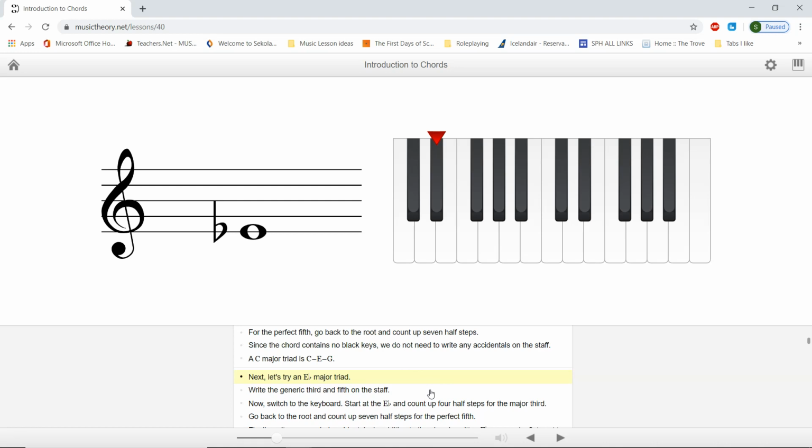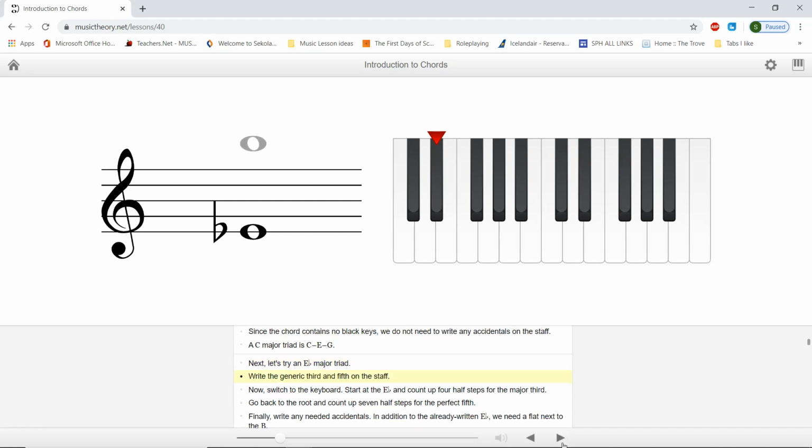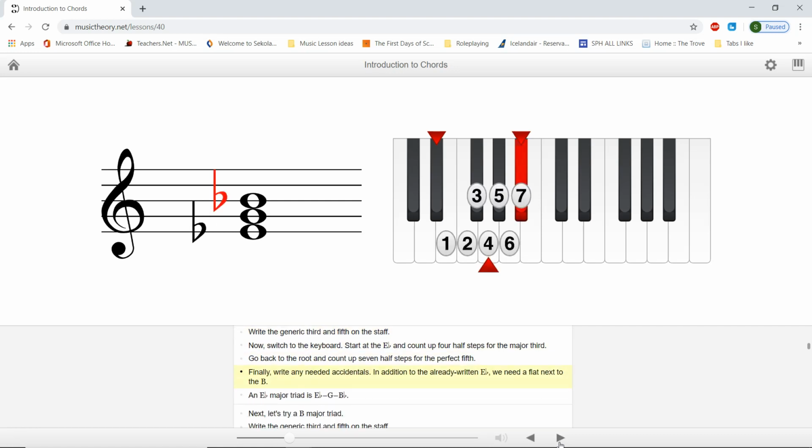Now, if we're ever making a major triad, in my opinion, the best and fastest way to make it a major triad is to just think about the key signature for that chord. So we know that the E flat key has an E flat, an A flat, and a B flat in it already. So all we have to do is put the third and the fifth on the staff, and then we have to think to ourselves, are any of those two notes I just added flat in the key of E flat? Well, the answer is yes. G is not flat, but B is. So all we have to do is add that flat.